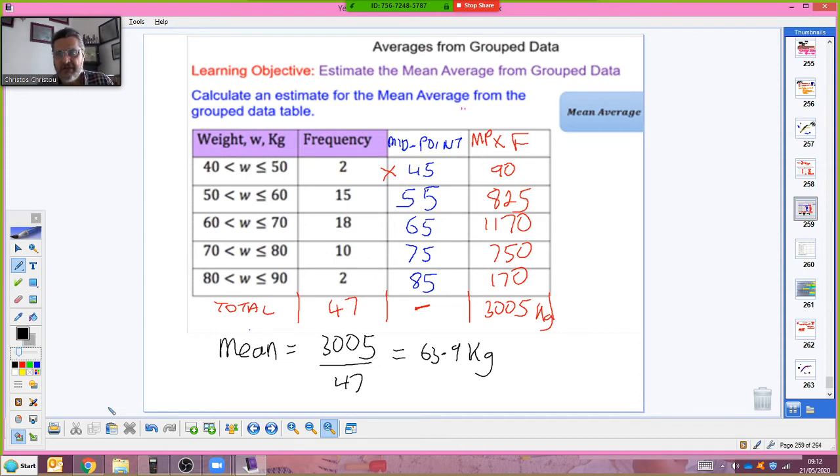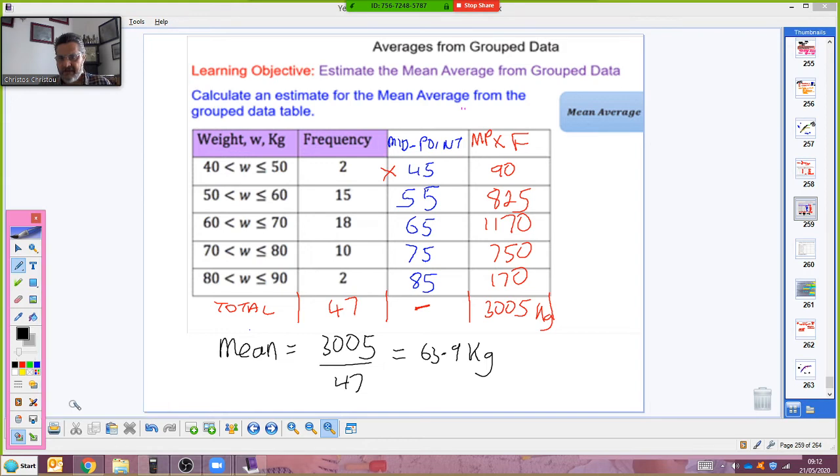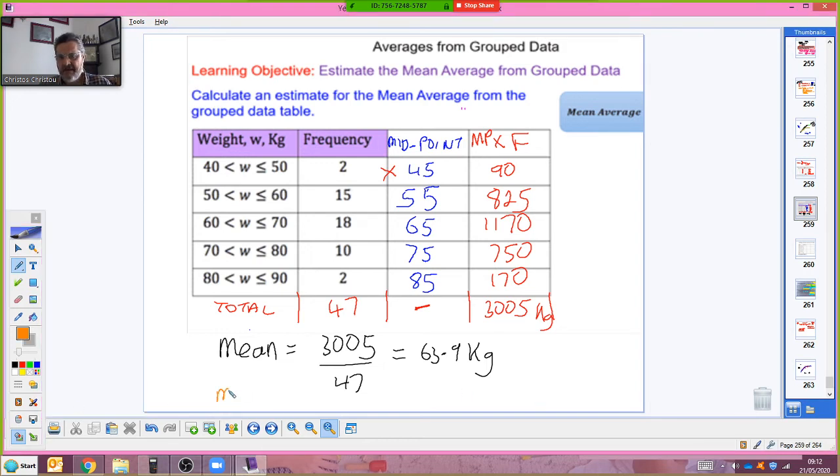But the sheet that's on the attachment to this lesson asks for 2 more questions. And these 2 more questions I've got to try and fit here somewhere. I will change colour to make this stand out. Here it is. Now, here is an easy part. I'm going to make it fit here, and hopefully you can read it when the video comes up. In which group or which class do you find the modal weight?